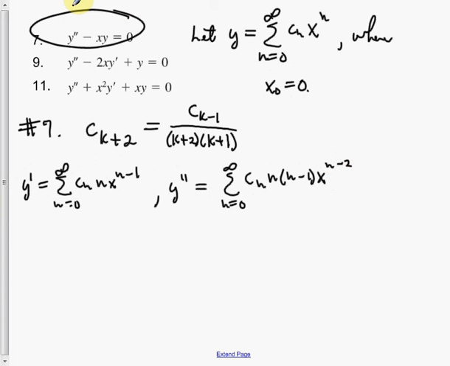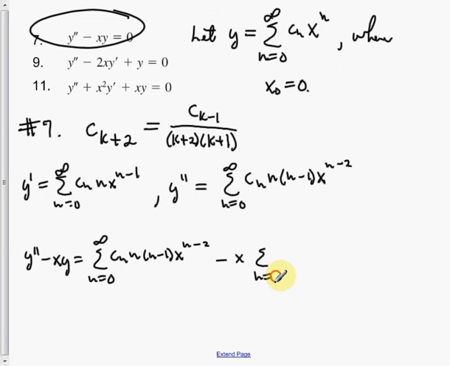So we're doing this problem here, so we have y double prime minus xy is equal to the summation as n goes from 0 to infinity of c sub n times n times n minus 1 times x to the n minus 2, minus x times the summation as n goes from 0 to infinity of c sub n times x to the n, equal to 0.